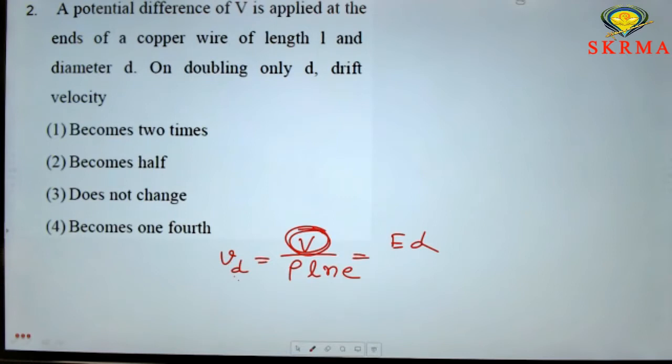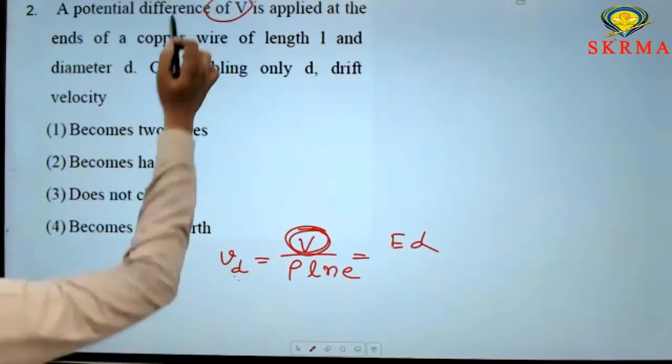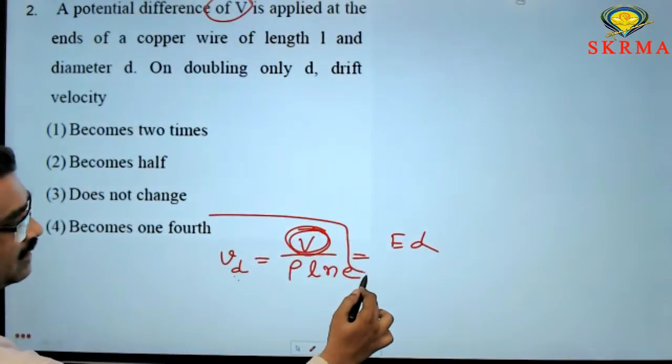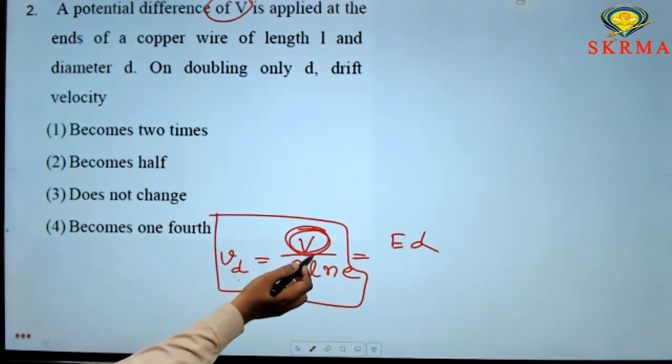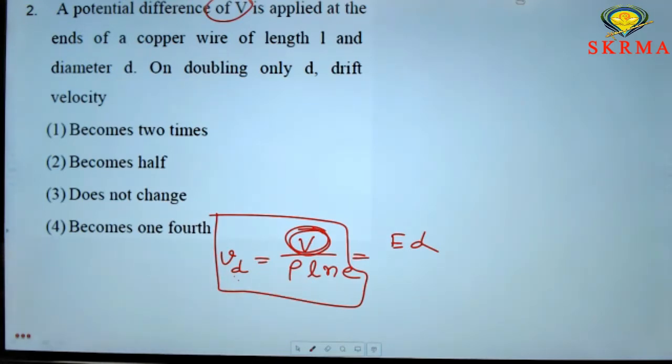So that is different. Here, which one is constant? Potential is constant. So we need to write the drift velocity equation in terms of potential. So if you write the drift velocity formula in terms of potential, that is independent of diameter. So drift velocity does not change if you increase the diameter also.